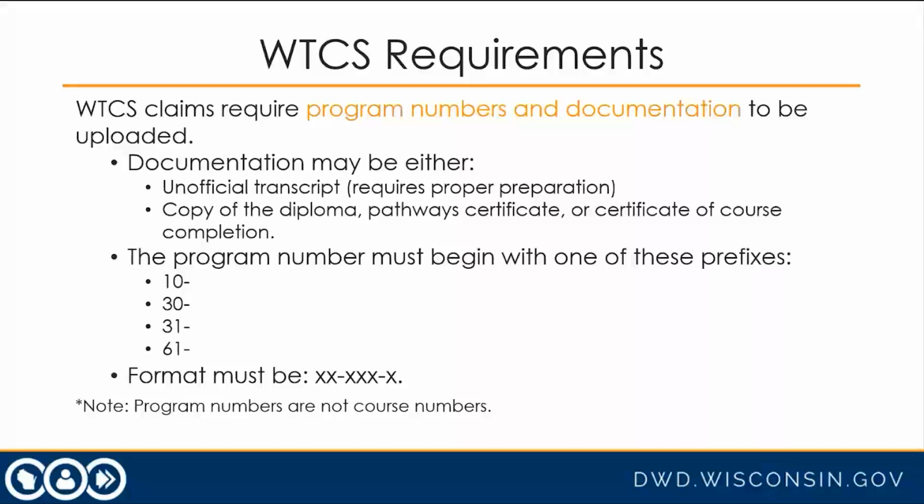The program number must begin with one of the following prefixes: 10-, 30-, 31-, or 61-. Program numbers are in the format of 2 digits, 3 digits, 1 digit. Some colleges' transcripts have the program number printed along with the name of the technical diploma or certificate earned, but some do not. Do not use course numbers to try to figure out the program number. They're not the same thing. If you don't know the program number or program name, check with the registrar at the technical college.